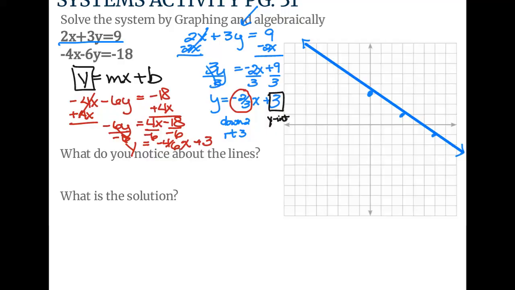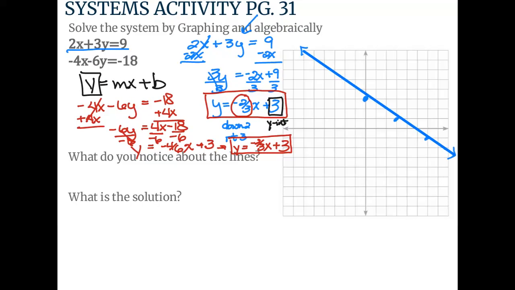Yes, negative 2/3 x plus 3. No, this should be negative 3. No, because we had negative 18 divided by negative 6. So it's negative 2/3 x plus 3. Hey, what do you notice about these two equations? They're exactly the same, which means their graph is going to be... Coefficients are different? No. They are exactly the same.